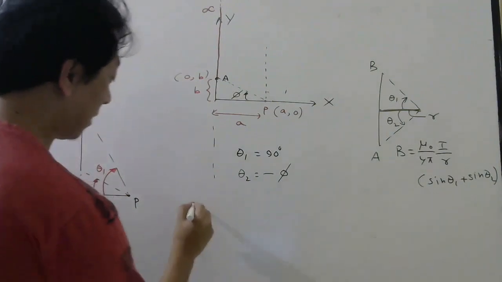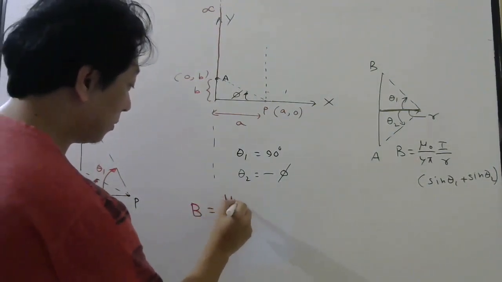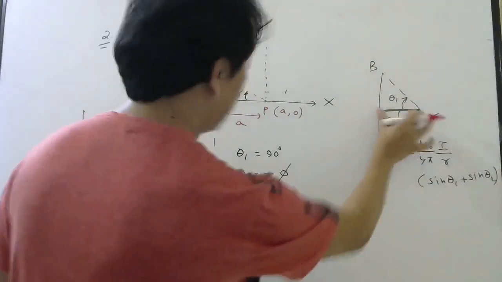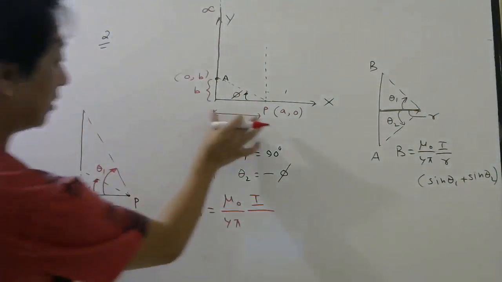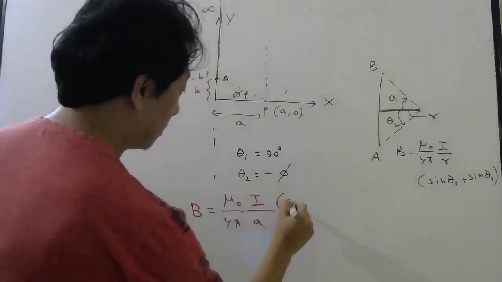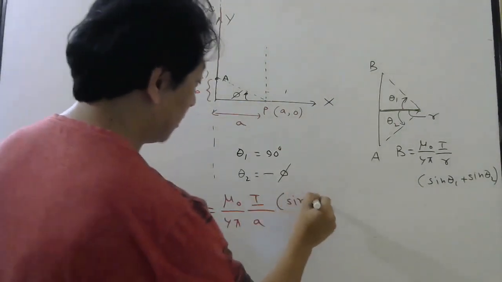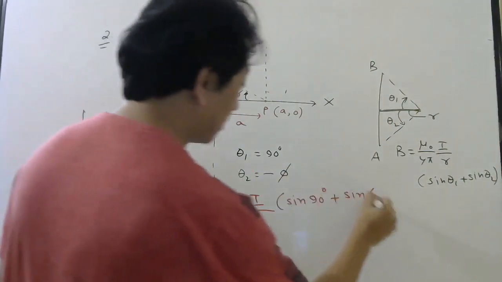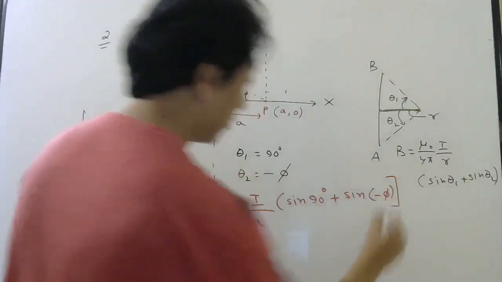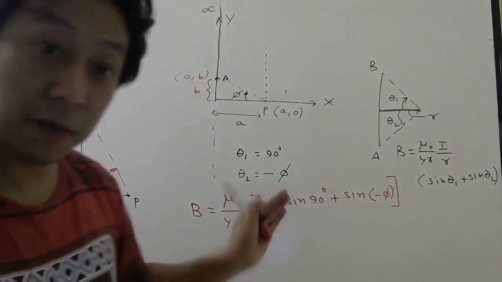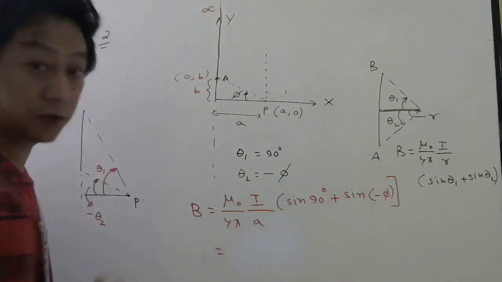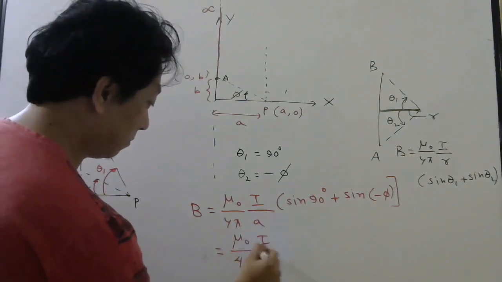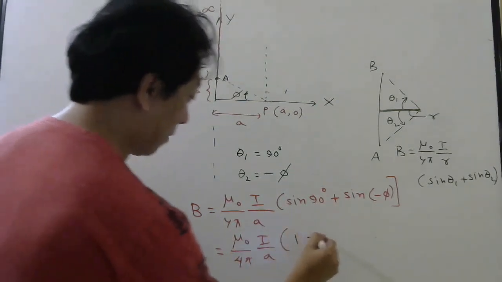So once this angle is phi, I can add minus phi. What will be the magnetic field? Mu naught by 4 pi, I divided by r, which means this distance, so here it is a. Sine theta 1 is 90 degrees, plus sine theta 2 is minus phi. Sine of minus phi is minus sine phi. So this will be mu naught by 4 pi, I by a, times (1 minus sine phi).